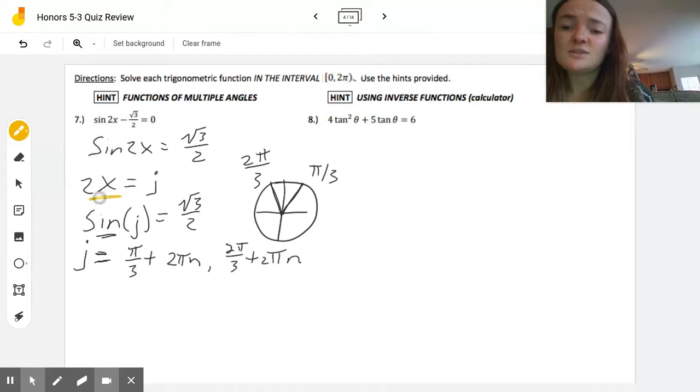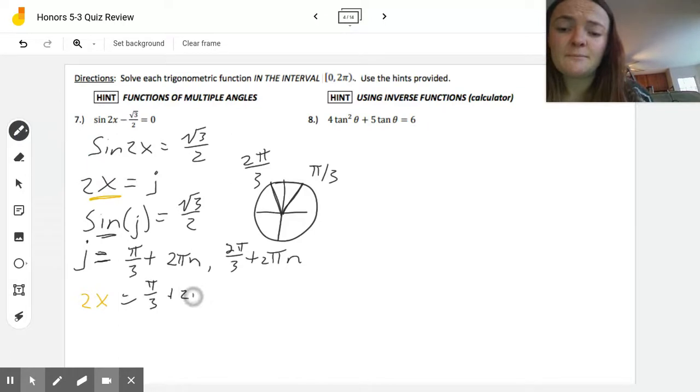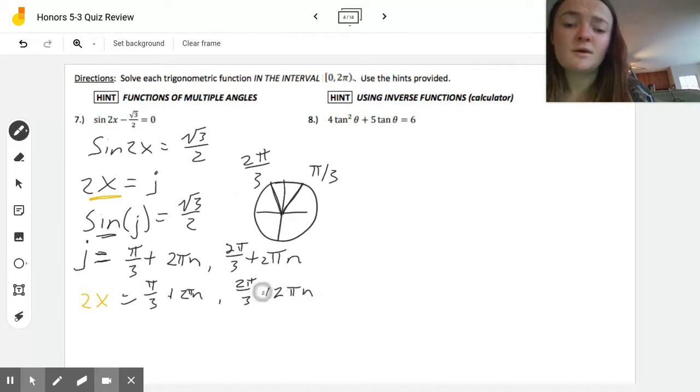2x is equal to this whole thing. It's equal to pi over 3 plus 2 pi n, and it's equal to 2 pi over 3 plus 2 pi n. All right, so all I need to do is solve for x.